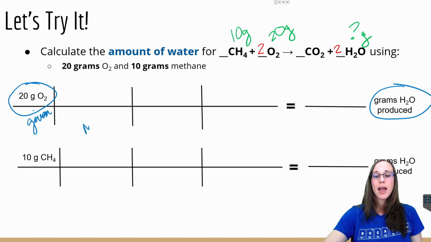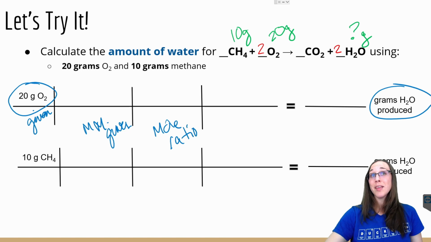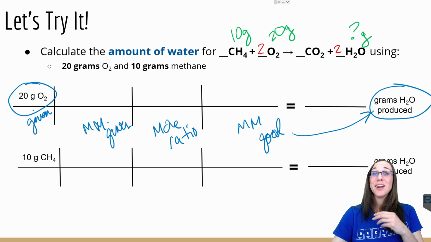We'll have the molar mass of our given as the next thing. We'll have a mole ratio to convert from one chemical to another. And we'll have the molar mass of our goal chemical as the last thing in our dimensional analysis setup. This is always going to be the same pattern every single time.